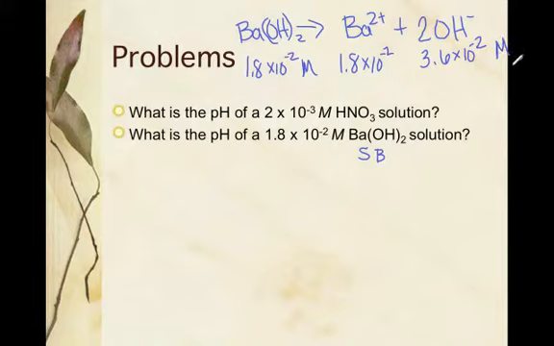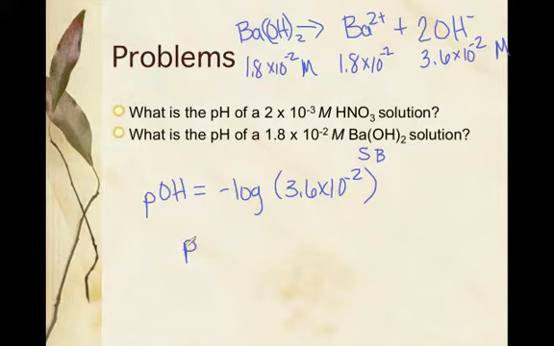So now I need to find the pH, though. There are 2 ways we can do this, because now we have the hydroxide concentration, not the hydrogen. We could either solve for pOH and then subtract it from 14, or use Kw and divide by the OH to get the hydronium concentration. So pOH is the negative log of 3.6 times 10 to the negative 2. You get 1.44. To find pH, you take 14 minus 1.44.